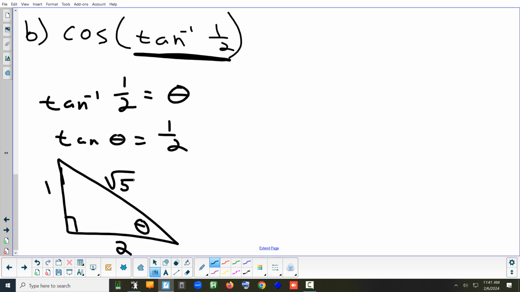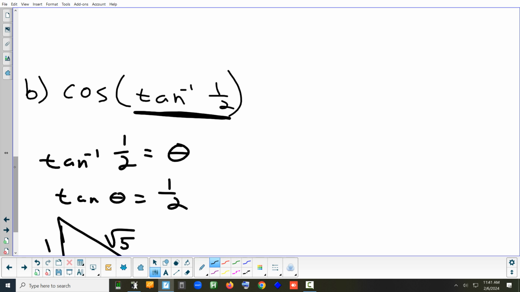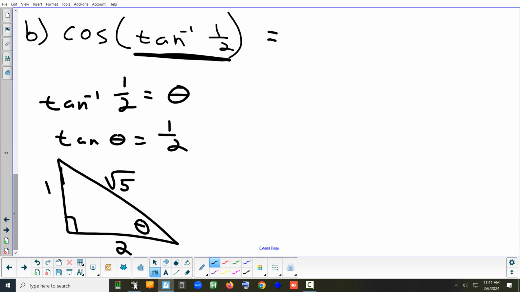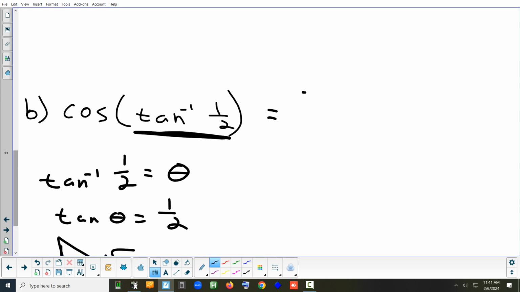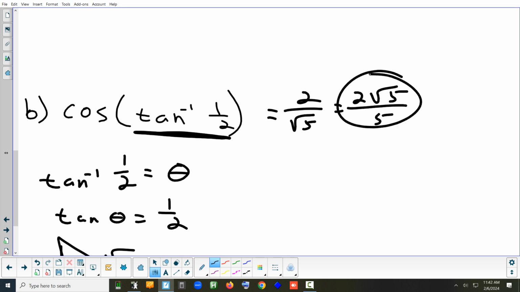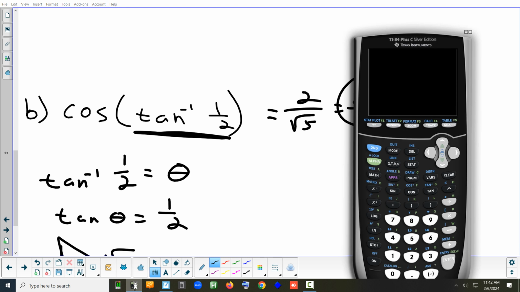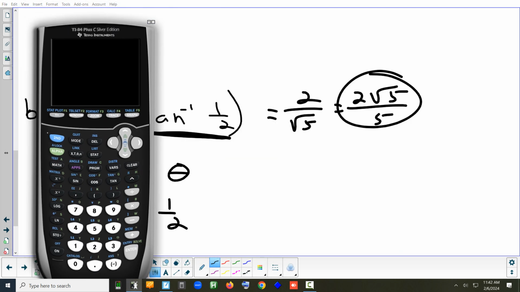Okay. So now you've got a triangle with all your sides labeled, and they want to know the cosine. What is the cosine of that diagonal? It's 2 over the square root of 5, which is 2 root 5 over 5. And that's an easy one. We can check pretty quick.